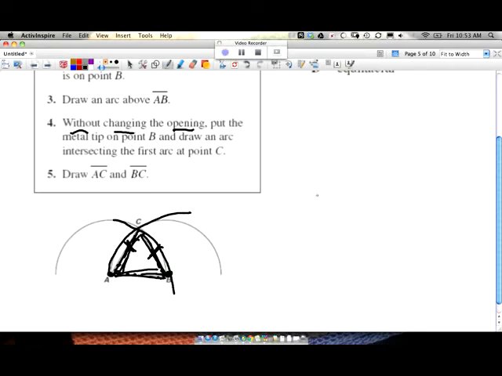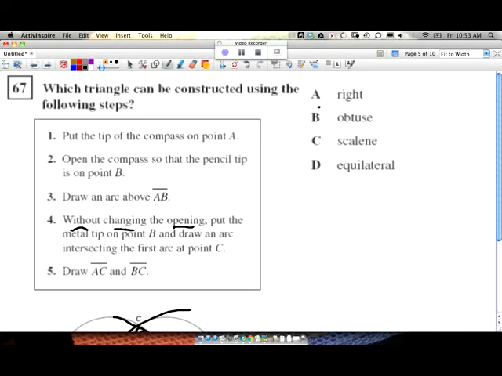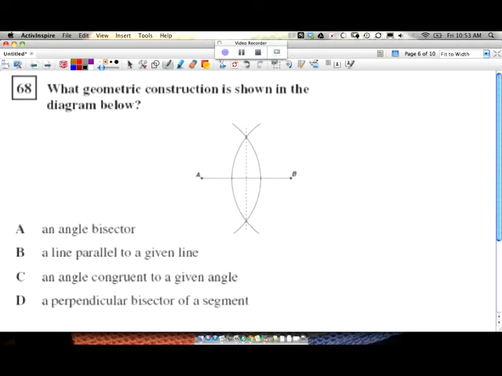So I at least have an isosceles, but here's the crazy thing. Look at this. That's another one of those radius. So we have 3 equal sides, so we're not a right triangle, we're not obtuse, we're not scalene. We're equilateral. That's an equilateral triangle. That's what we constructed. Let's look at number 68 here.